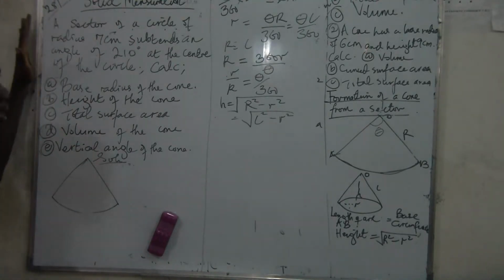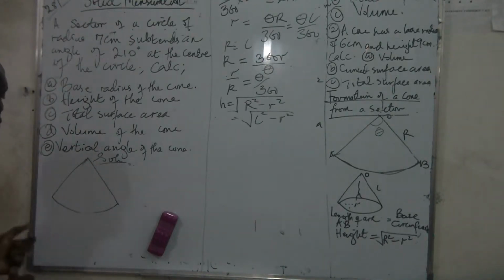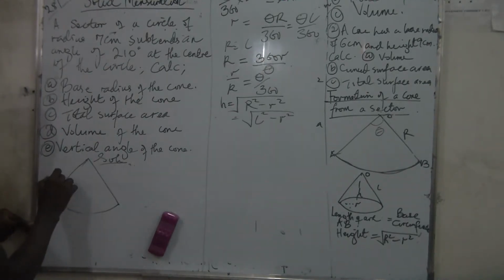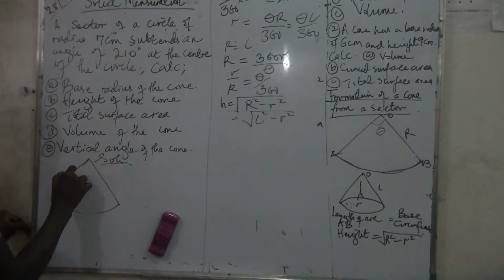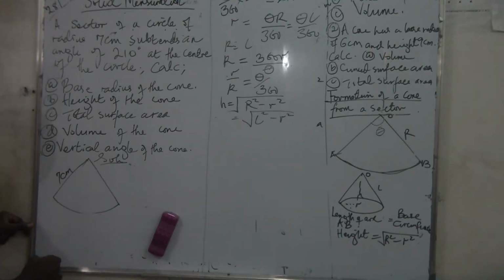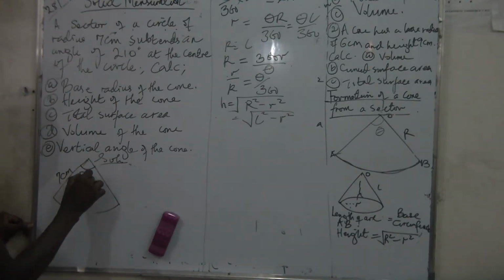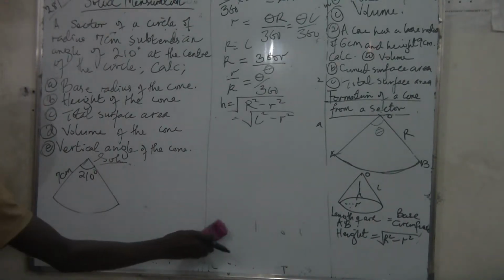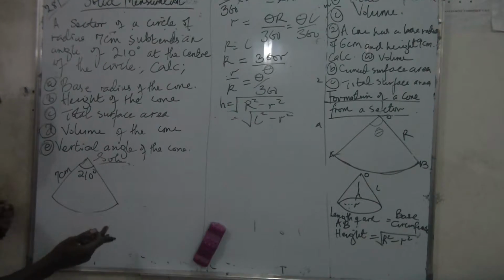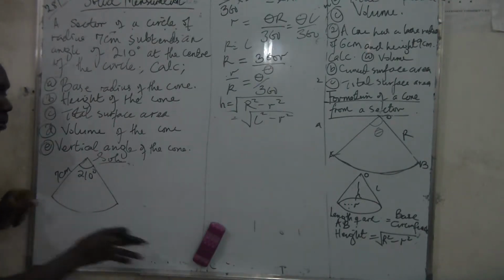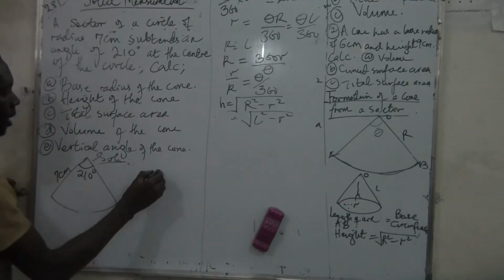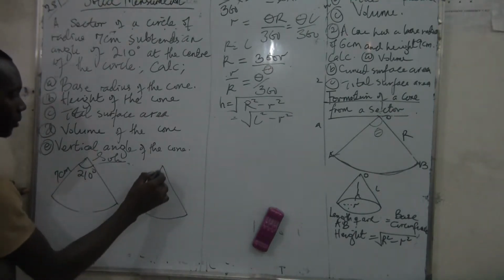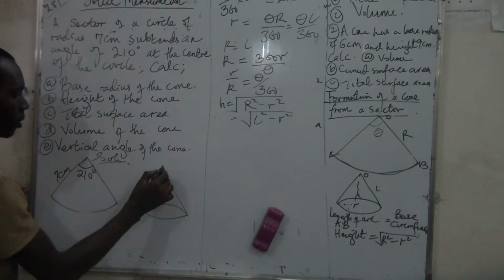Here we are told that the sector of a circle, so let us draw the sector, of radius 7 centimeters, subtends an angle of 210 degrees at the center. With this information, when the sector has been folded, it is going to form a cone. So we have a cone here. We can draw a cone, obviously smaller, and the cone will be of this nature.